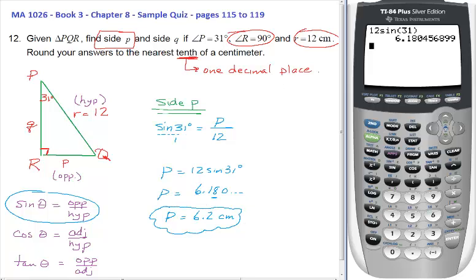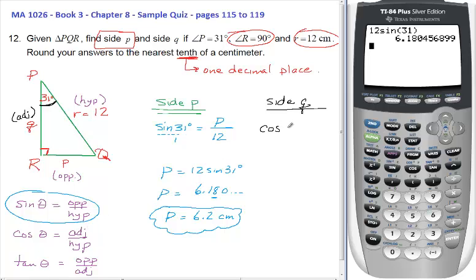Alright, let's go ahead now and find side Q. Alright, if we want side Q, using the 31 again, what would this side be according to 31? Well, we know P is opposite and R is the hypotenuse, so side Q would be known as the adjacent side for 31 degrees. Okay, so which one uses adjacent and hypotenuse? Yeah, we'll use cosine for the second one here.